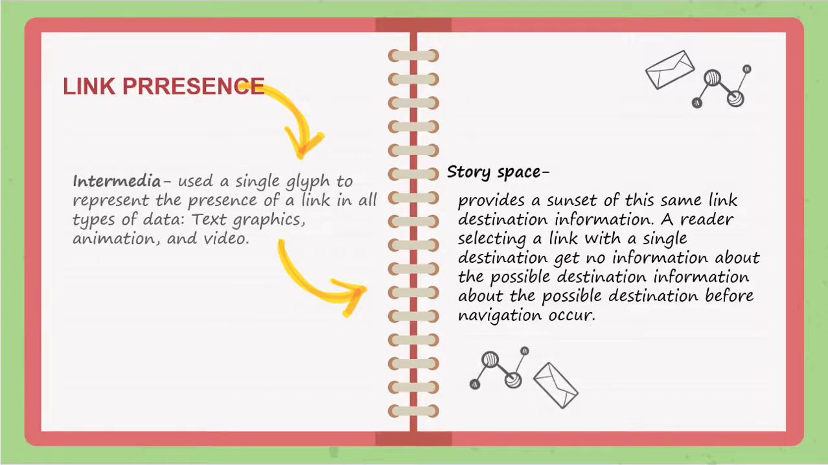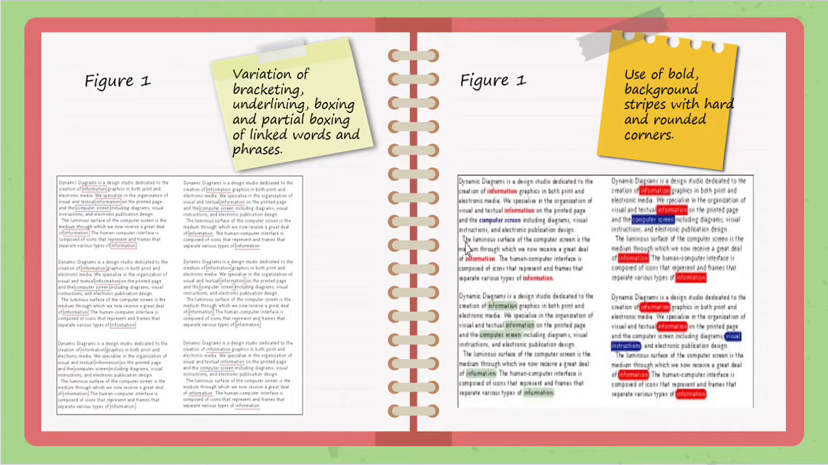The second one is Storyspace. Storyspace provides a subset of these same link destination information. A reader selecting a link with a single destination gets no information about the possible destination before the navigation occurs. As you can see in figure 1, it is a variation of bracketing, underlining, boxing, and partial boxing of linked words and phrases. While in figure number 2, it uses bold background stripes with hard and rounded corners.